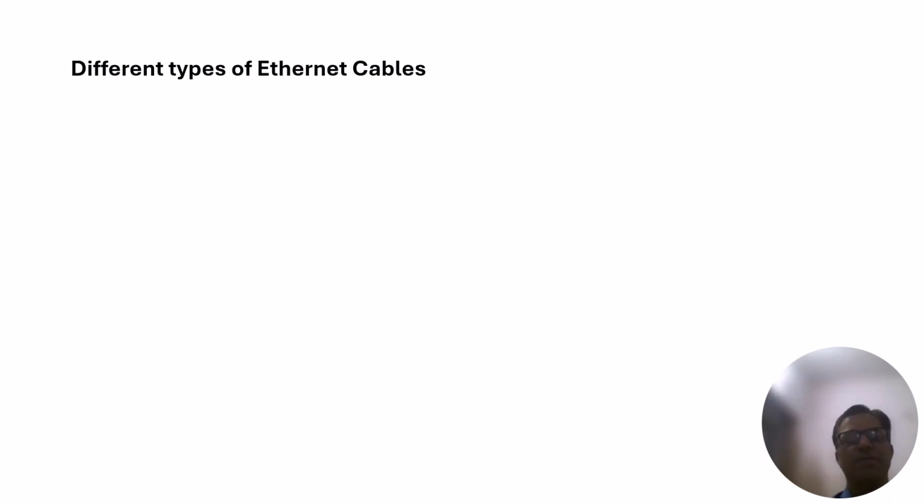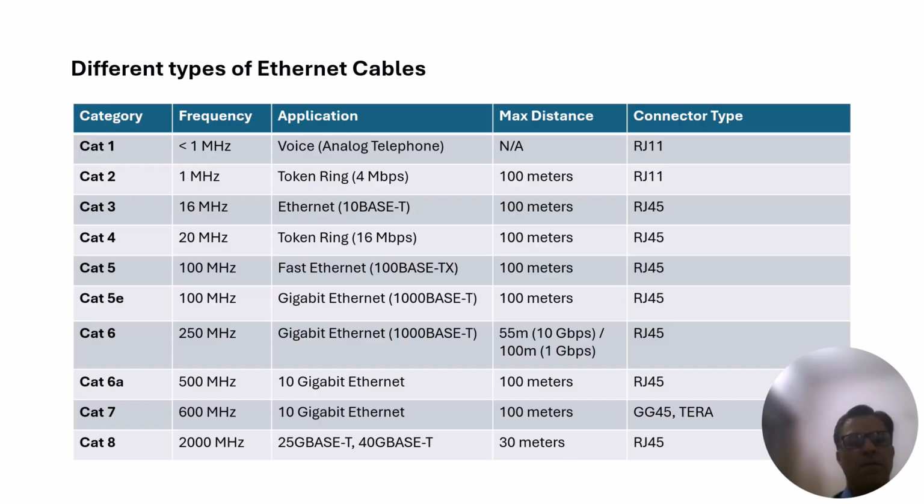Different types of Ethernet cables. Cat 1: 1 megabit per second, ISDN. Cat 2: 4 megabits per second, token ring. Let's use a token ring for organized data access. Cat 3: 10 megabits per second, token ring, 10BASE-T, 10 megabits per second speed, baseband signaling, twisted pair cables with 2 wire pairs. Cat 4: token ring.